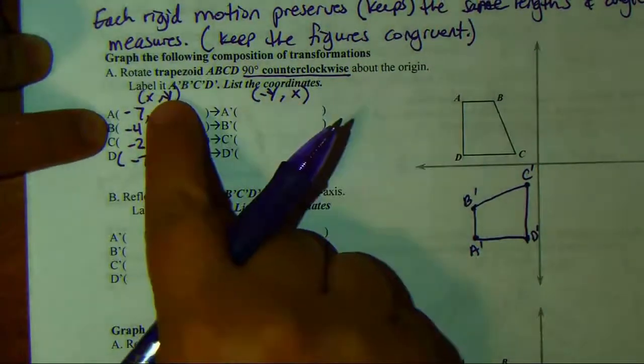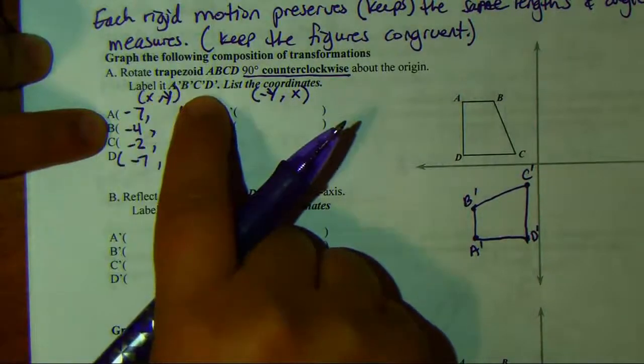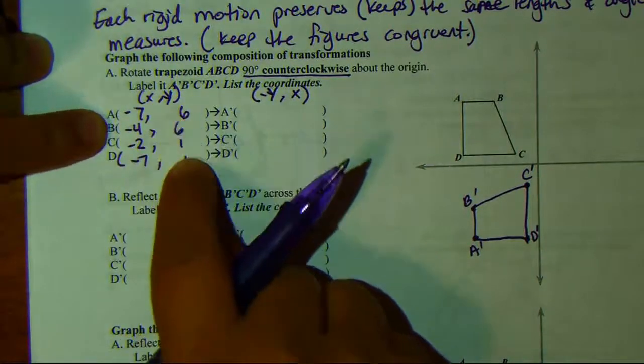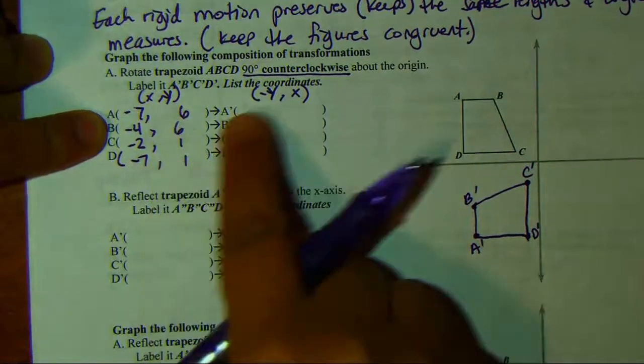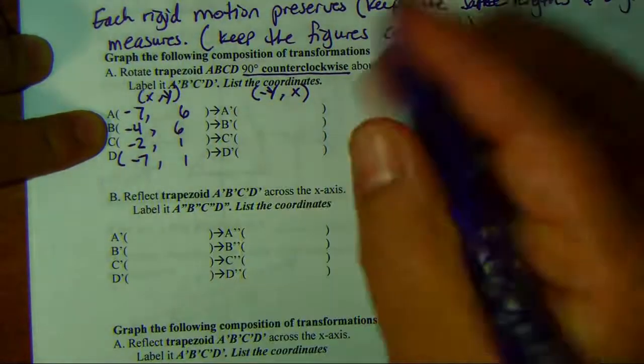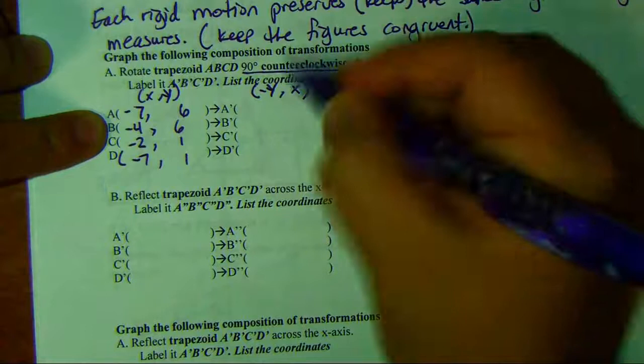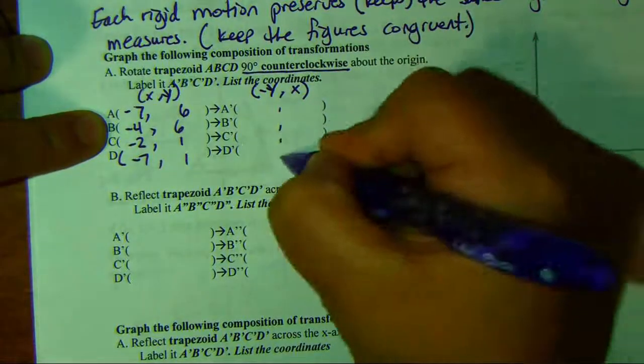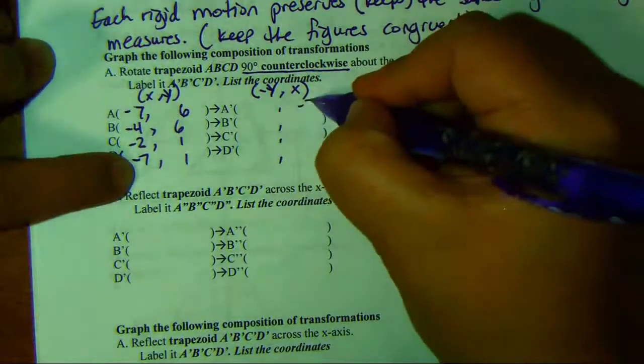That means this x and this y switch. And then whatever I have in my original y's changes its sign. So my x's are going to come in and they're going to be my y's here. So I'm literally just going to bring them over. All these x's, I'm going to bring them over here.